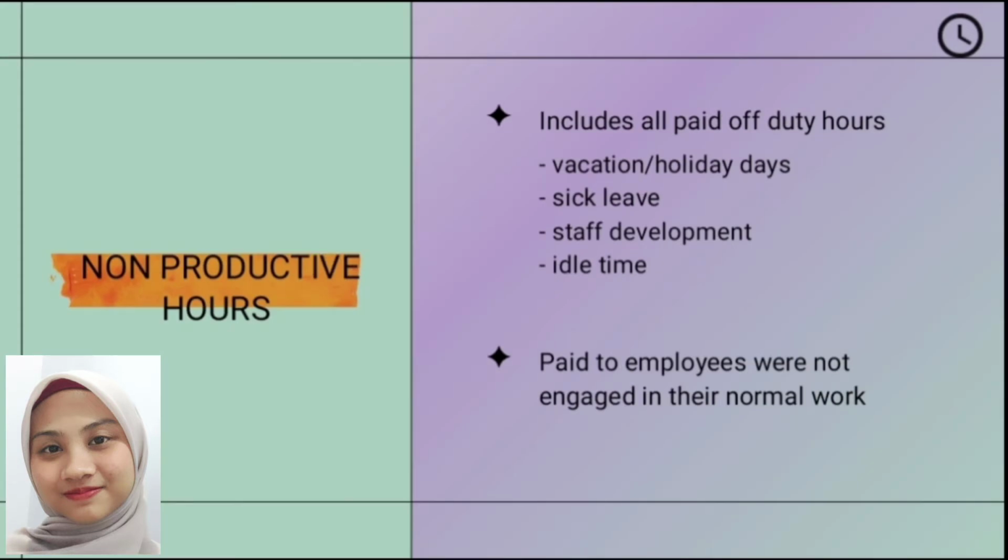The second type of labor hour is non-productive hours. Non-productive hours include all paid off-duty hours such as vacation or holiday days, sick leave, staff development, training on new equipment, and idle time. Normally, it is paid to employees who are not engaged in their normal work.